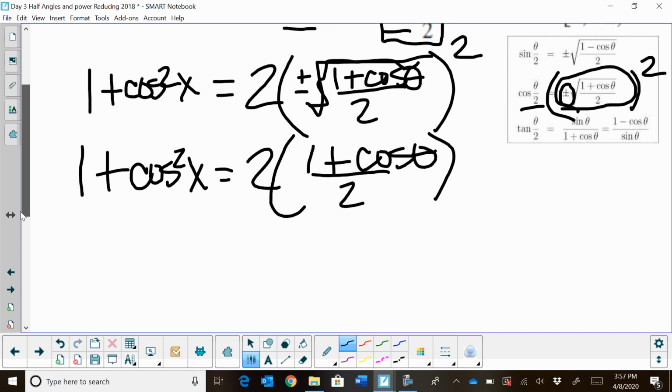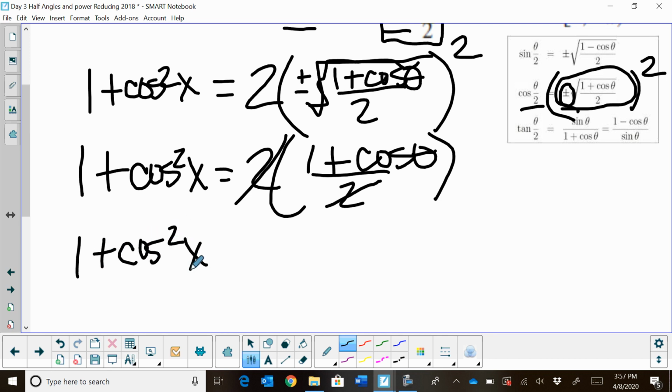Okay, so far it looks pretty good. Now I can cancel my 2's out because 2 and a half, they just cancel. So now I have 1 plus cosine squared x equals 1 plus cosine x.